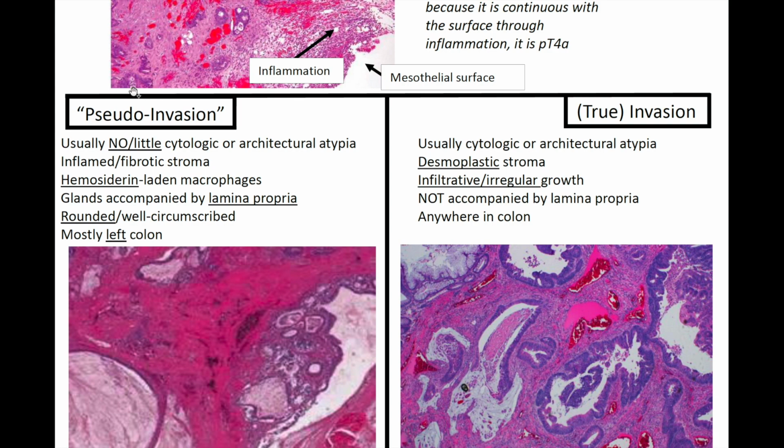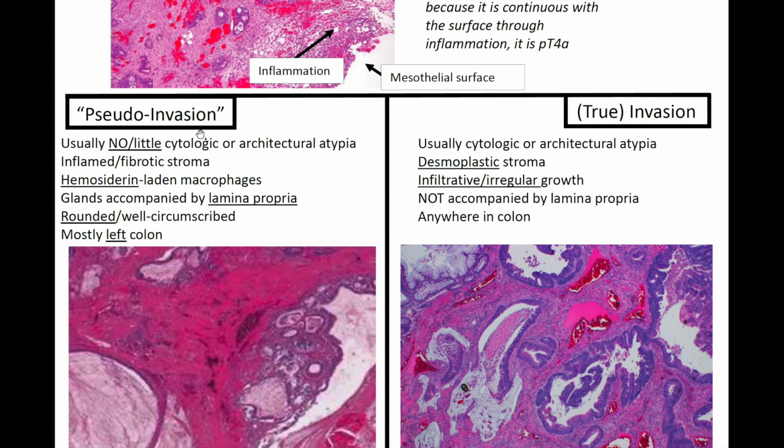So another thing is pseudoinvasion. In pseudoinvasion, there's usually no or little cytologic or architectural atypia, and there can be inflamed fibrotic stroma with hemosiderin-laden macrophages and glands accompanied by lamina propria.